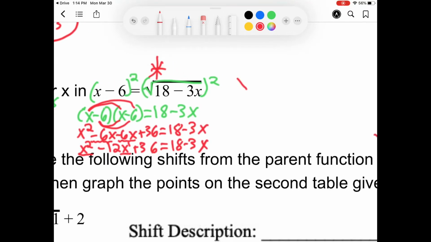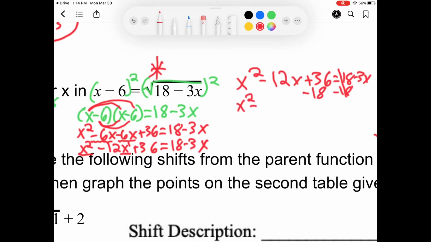So we are moving into the next step, which is x squared minus 12x plus 36 equals 18 minus 3x. I want to move the 18 over. So I had to subtract because it was positive. The only term to combine with the negative 18 on the left side is the 36. So that is the only thing I can subtract the 18 from. So I end up with negative 12x plus 18. Still have the negative 3x on the right side, so it still doesn't equal 0.